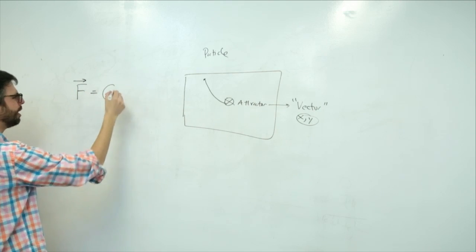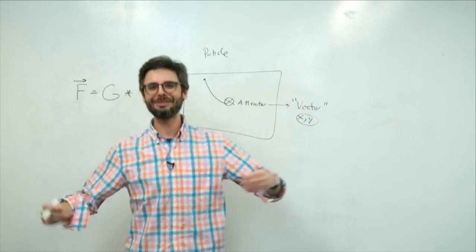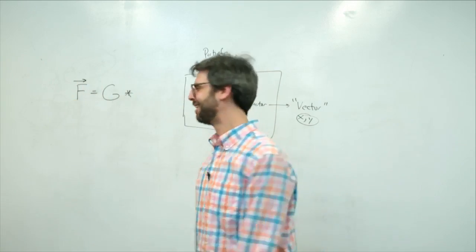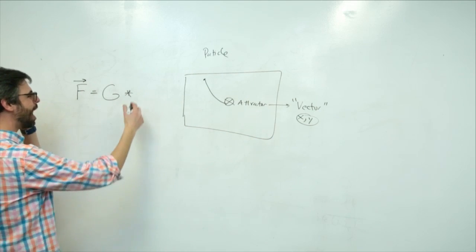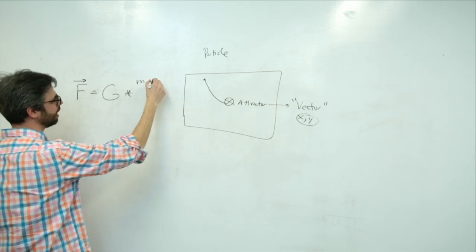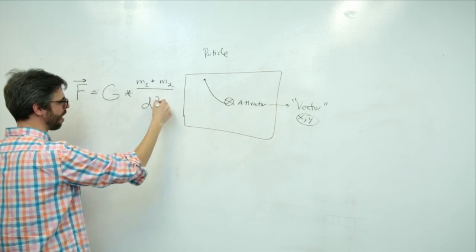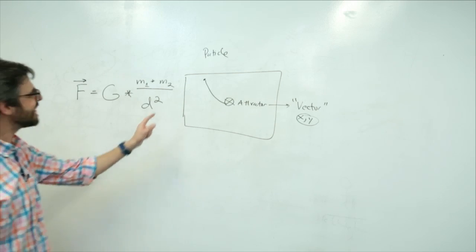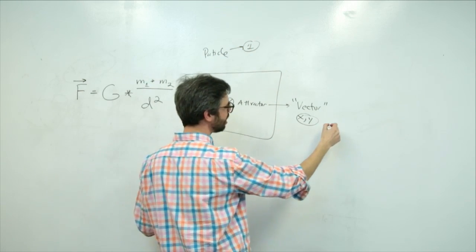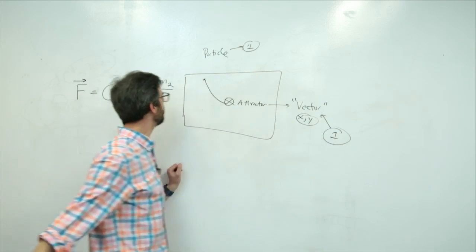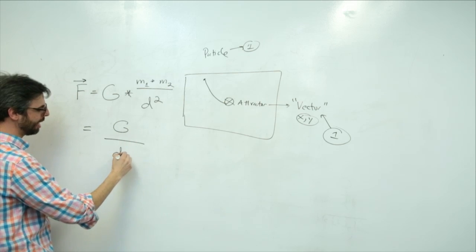The formula for gravitational attraction is the force of gravity, expressed as a vector, is equal to G, the universal gravitational constant, times the mass of one object times the mass of another object divided by distance squared. The truth of the matter is, I think I could consider the mass of this particle as 1 and the mass of this attractor as 1. So if the mass of both of these are 1, then my formula becomes G divided by distance squared.